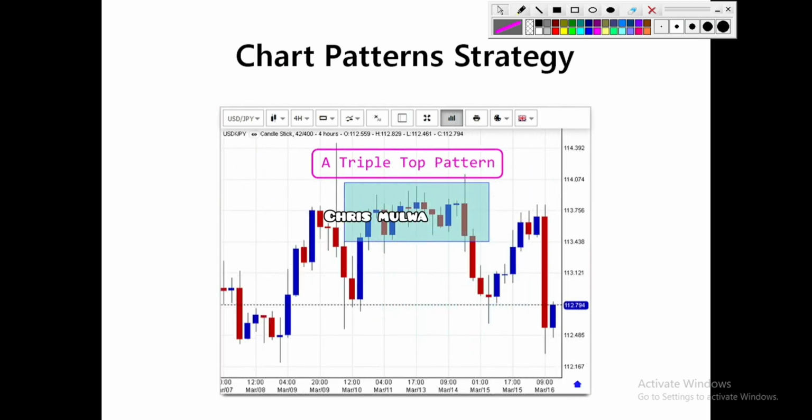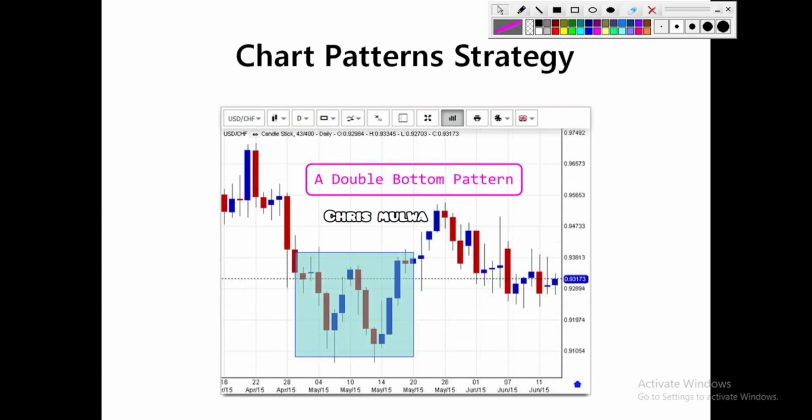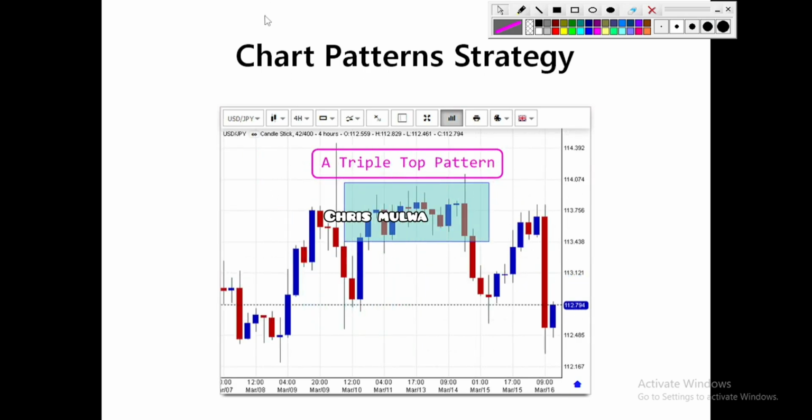We go direct to our triple top. How do you understand the triple top? Let me explain this for you. Triple top is whereby we are having this, this, and this. However, many people confuse this with head and shoulder.